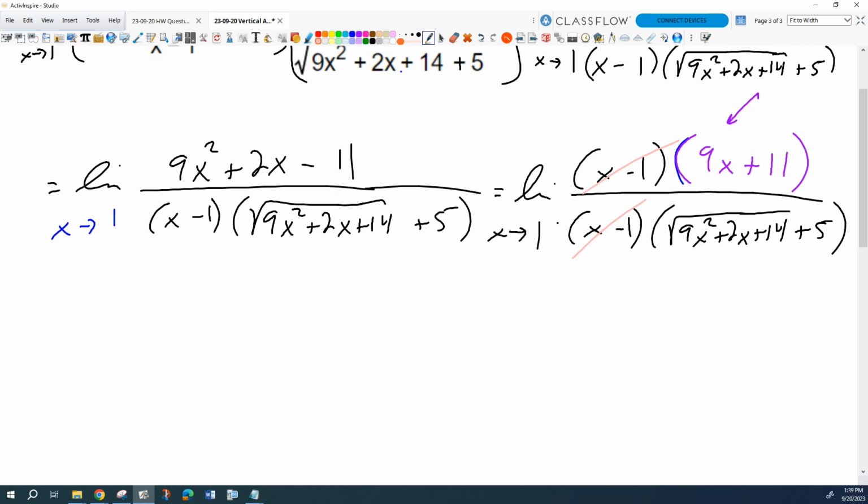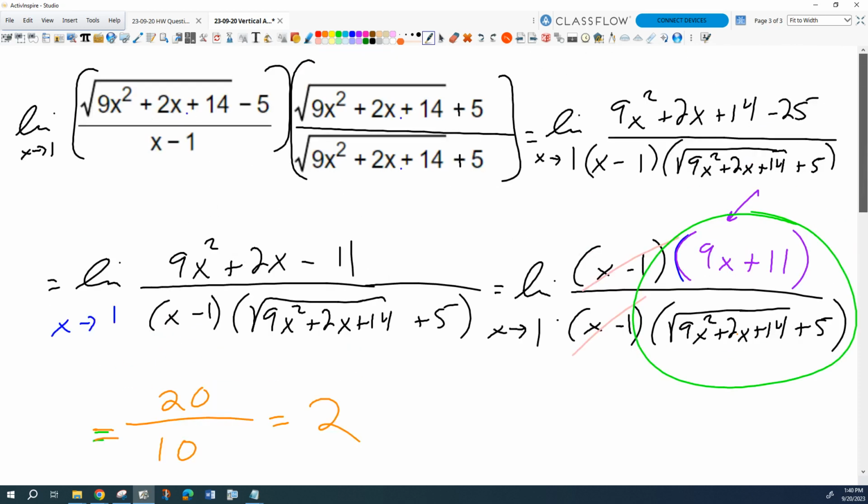And now we can evaluate what we're left with. If I evaluate that limit as x approaches 1, I get the answer. On the top, 20, right? 9 times 1 plus 11 is 20. On the bottom, we get the square root of 9 plus 2 is 11 plus 14 is 25. Square root of 25 is 5, plus another 5 is 10. And so we get 2.